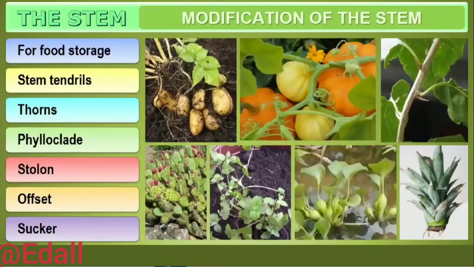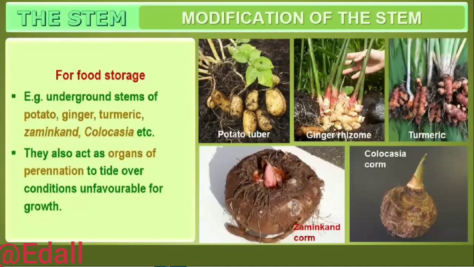5.2.1 Modifications of stem. The stem may not always be typically like what they are expected to be. They are modified to perform different functions. Underground stems of potato, ginger, turmeric, zamikand and colocasia are modified to store food in them. They also act as organs of perennation to tide over conditions unfavorable for growth.